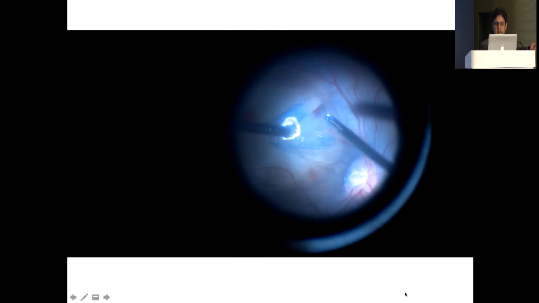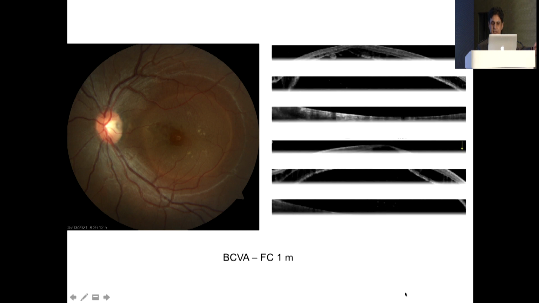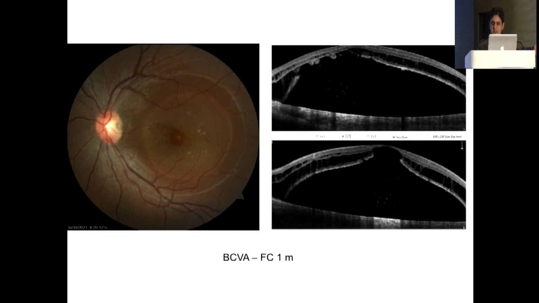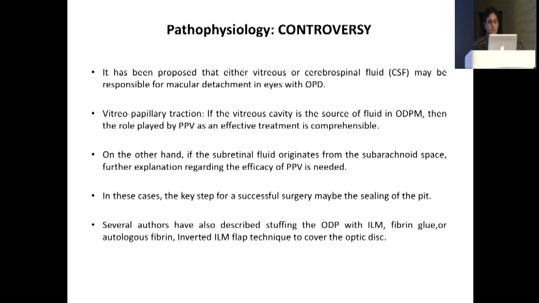Okay, so I think now the message is clear. This was a patient who had a best corrected visual acuity of 1 meter, and this was an optic disc pit with macular schisis and presence of subretinal fluid. I'm highlighting this video because despite a foveal sparing ILM peeling, the patient developed a macular hole, and the vision did not improve. However, the near vision improved, and so this is the problem which we can have while doing an ILM peeling. Again, as I said, since the pathophysiology is a controversy, the management is a controversy.